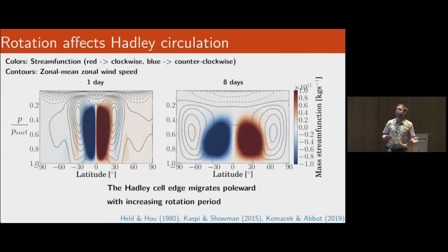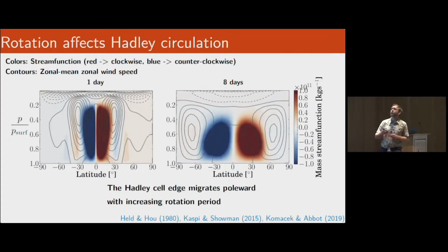So the dynamics also greatly changes. So here I'm showing you the same parameter space on the axes, but now I'm plotting in the colors the stream function of the circulation. So the stream function tells you which direction the circulation goes. So if it's red, it's a clockwise circulation, rising at the equator and descending at higher latitudes. And if it's blue, it's showing a counterclockwise circulation. Again, in this case, because it's a Hadley cell, rising at the equator and descending at higher latitudes. And so you can see as we vary the rotation period, the width of the Hadley cell changes in these two models. As we decrease the rotation rate, increase the rotation period, the Hadley cell becomes wider.